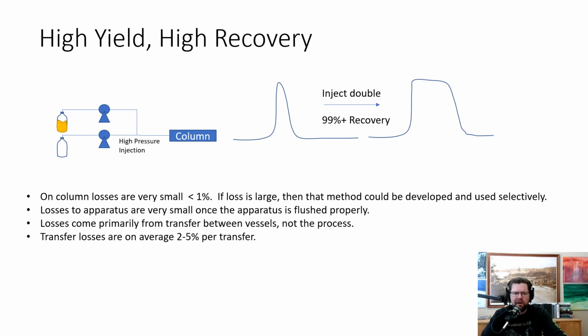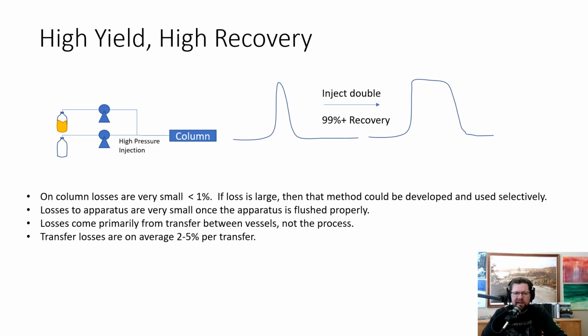So on-column losses are very small, less than 1% in the case of CBD and THC. If the loss is large, then that method could be developed and used selectively. The on-column losses really are highly impacted by the method that you're using. In our experience, we don't get any loss and we can really clean the column quite well. Losses to the apparatus are very small once the apparatus is flushed properly.